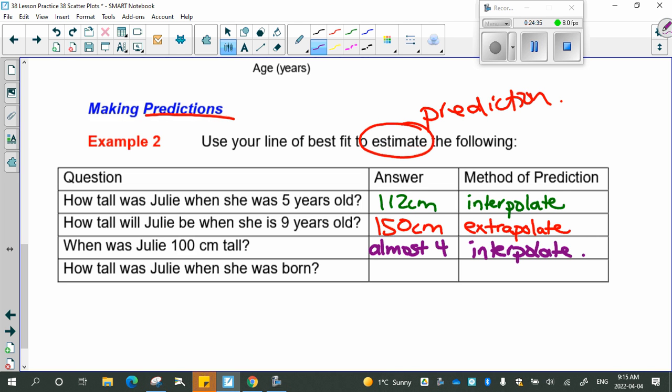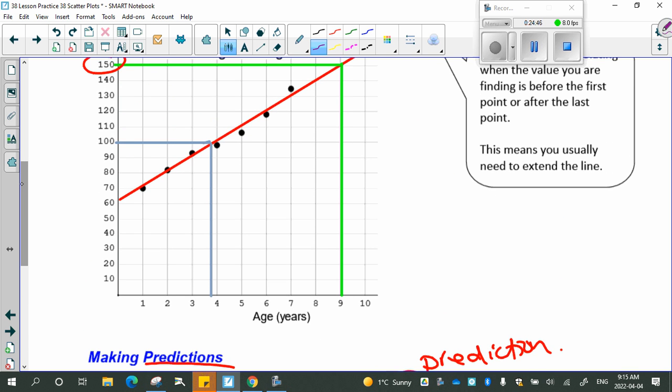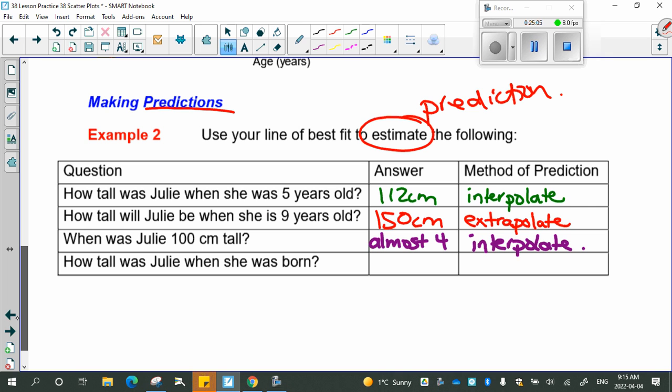And then how tall was Julie when she was born? So that's going to be where our line started, right? Everyone's line starts a little bit differently, so I'm going to use highlighter for this. It looks like she was 62 centimeters from my graph. Everyone's will be different, but this is where I'm looking, the y-intercept. So that's like 2 rulers, 2 of your rulers and a little bit, okay?